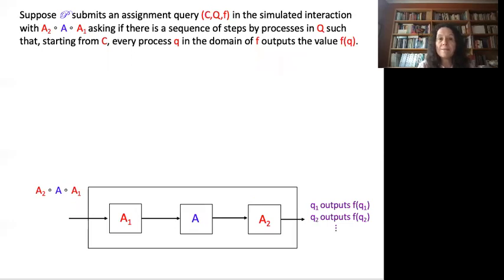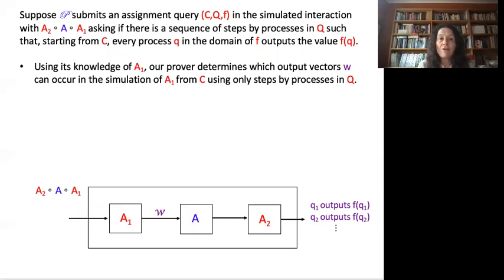Now suppose that in some step of the simulation of prover P with the composed protocol, P submits an assignment query, asking if there's a sequence of steps by a set of processes Q, such that starting from configuration C, every process Q in the domain of F outputs the value F of Q.